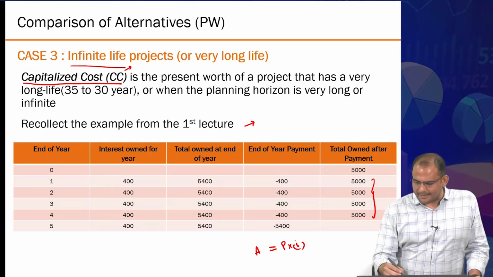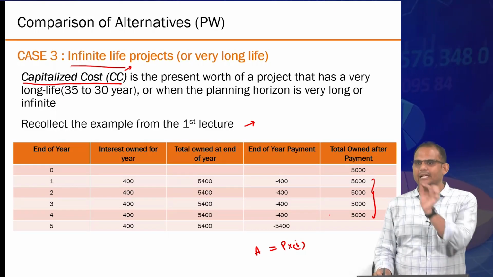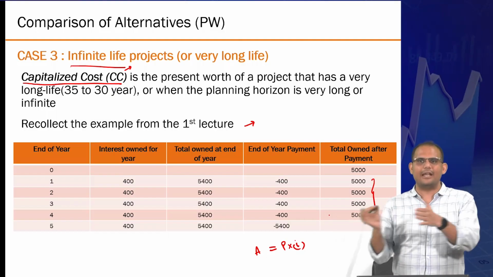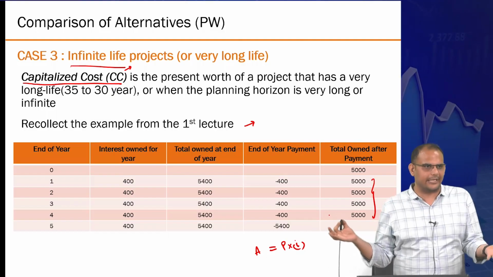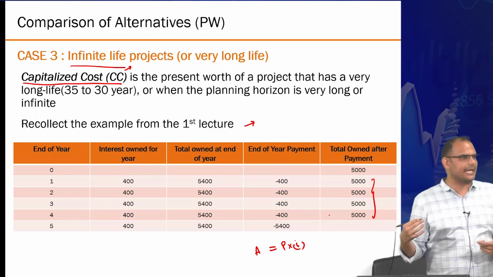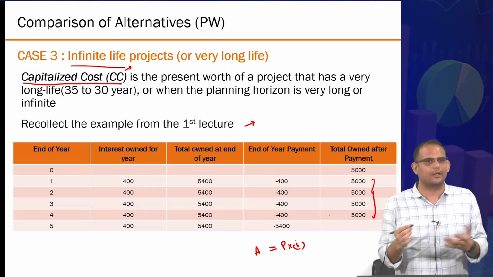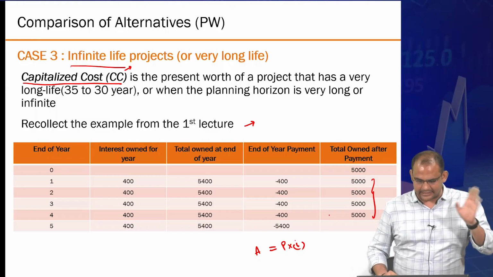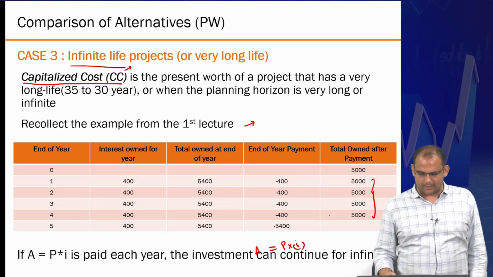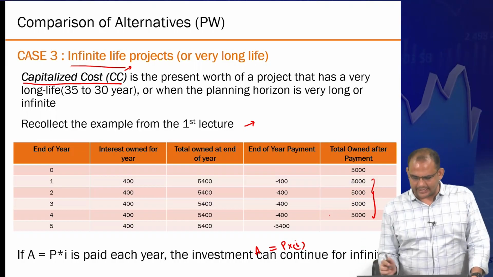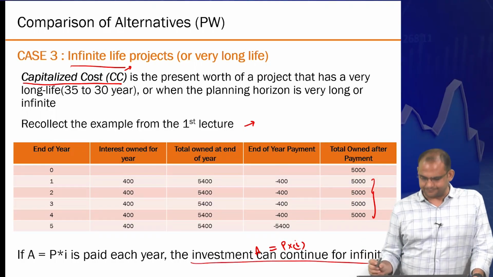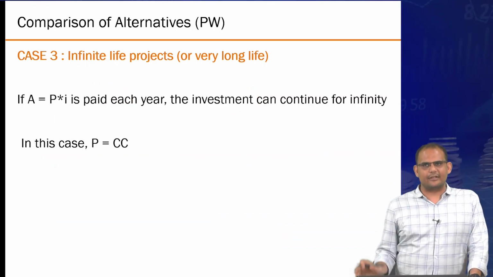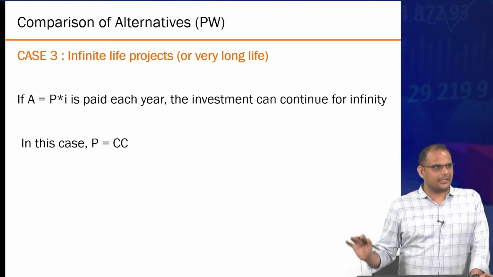So what is happening in this case, as long as you are paying P times i as interest every year, the useful life of your asset is practically infinite, because your capital is still the same. It's not decreasing, you're not repaying the loan. It's basically useful throughout as time goes. So this is the concept that they borrow. If A is equal to Pi, the investment can continue for infinity, right? So this is precisely the formula that they use to calculate the capitalized cost also.